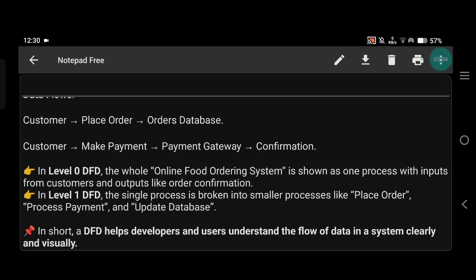In short, a DFD helps developers and users understand the flow of data in a system clearly and visually, making system design easier.